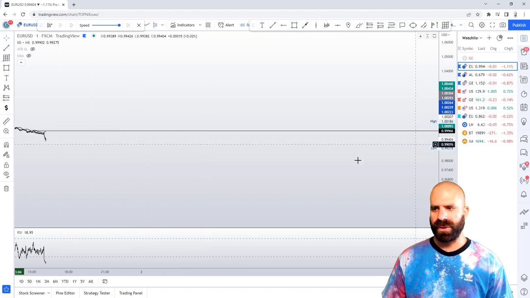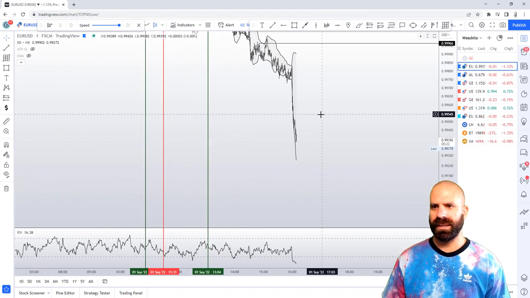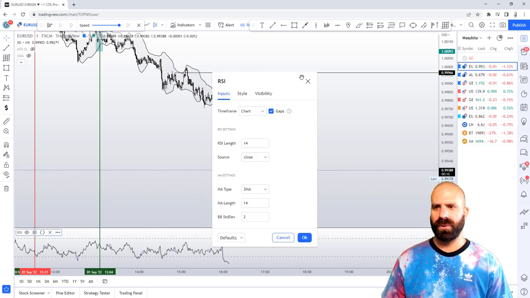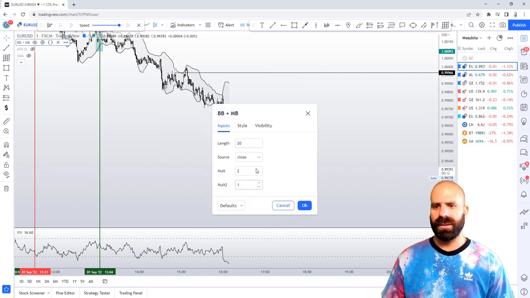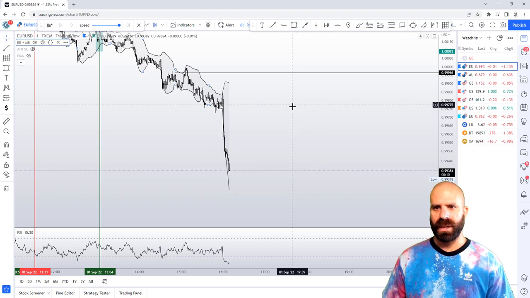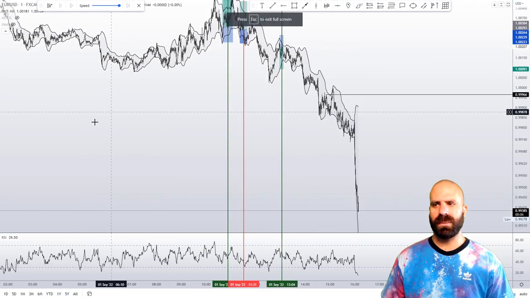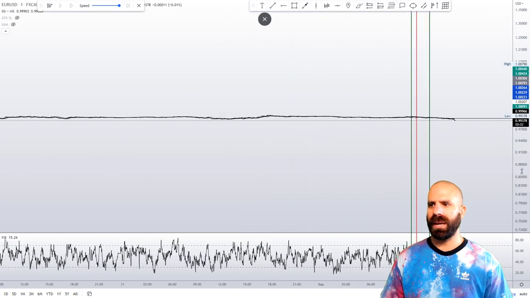And now for the settings, let's go and check it out. For the settings, I think it is the default settings over here for the RSI, and for the Bollinger Band, again, these default settings. Once we have figured that out, we will maximize this window and we will go ahead and choose a random time in the past.